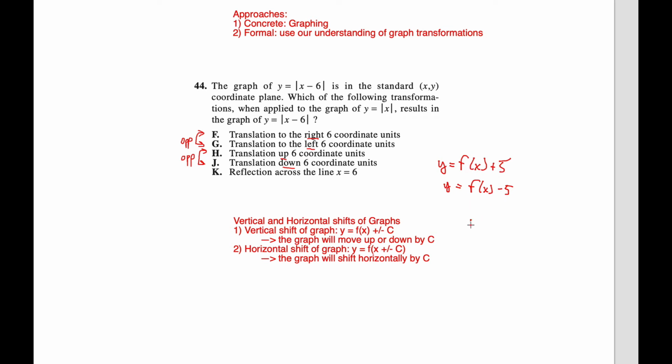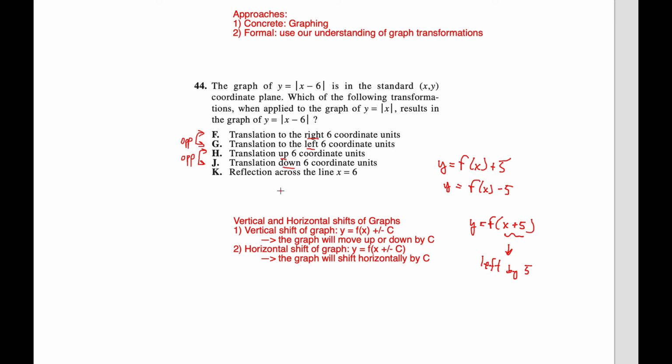On the other hand, if we had y equals f of x plus 5 like this, we're adding that directly to the x. And what's a little bit counterintuitive about horizontal shifts is that you might think this would go to the right by 5 because we're adding it, but this actually goes in the opposite direction. So this goes to the left by 5.